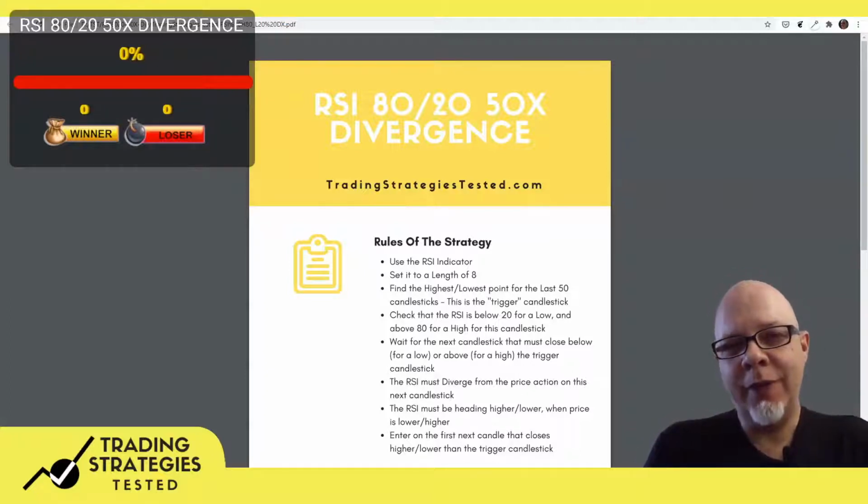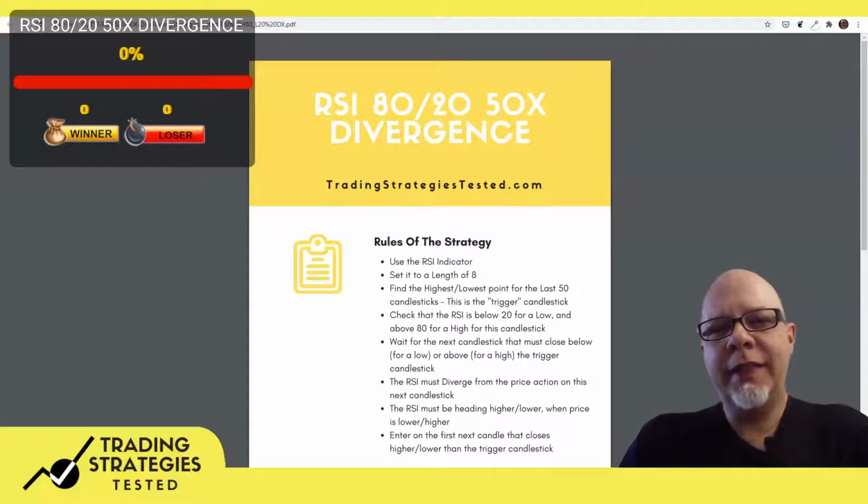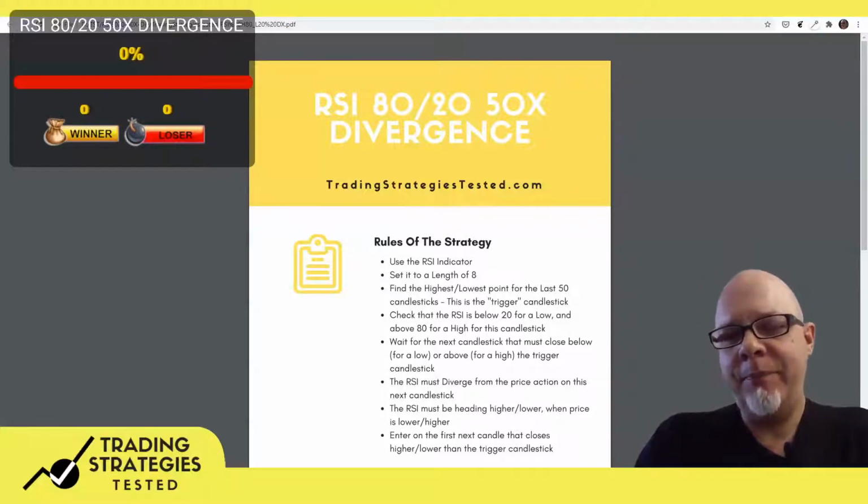It is called the RSI 80/20 50X Divergence, and this is how it works. The rules are that you use the RSI indicator, set it to a length of 8, and find the highest or lowest point for the last 50 candlesticks, and this is your trigger candlestick. You check that the RSI is below 20 for a low and above 80 for a high for this particular candlestick. Then you wait for the next candlestick.